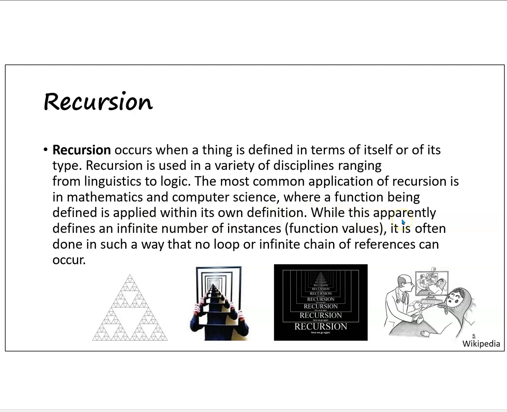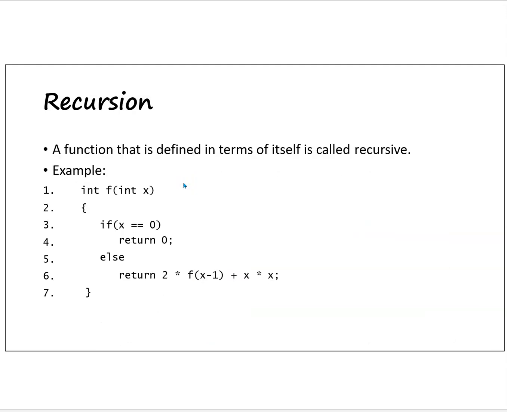own definition. While this apparently defines an infinite number of instances, it is often done in such a way that no loop or infinite chain of references can occur. So, a function that is defined in terms of itself is called recursive. Here's an example. Int f of x, which takes the parameter int. If x equals 0, return 0. Otherwise, return 2 times f of x minus 1 plus x times x.